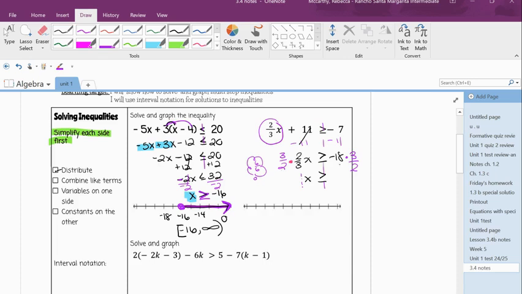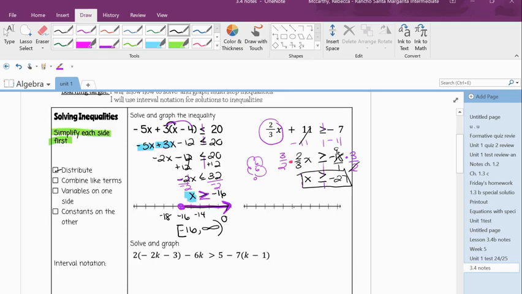And on the other side, well, I know this 18 is being divided by 2. So 18 divided by 2 gives me a 9. Negative 9 times 3 is a negative 27. So that is the answer.